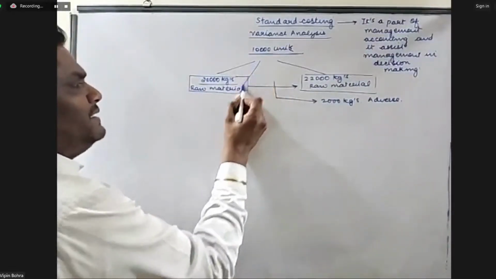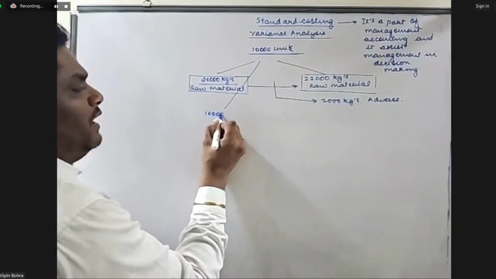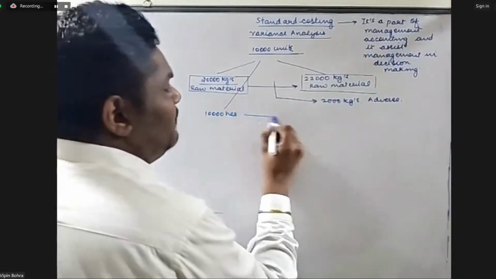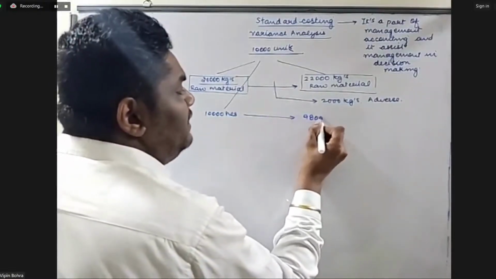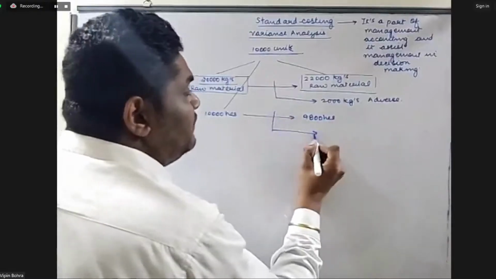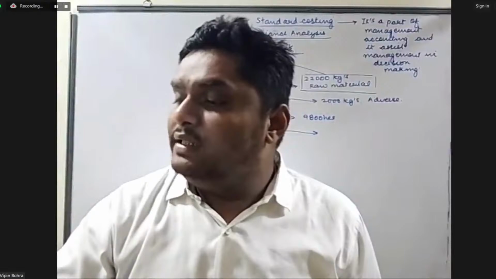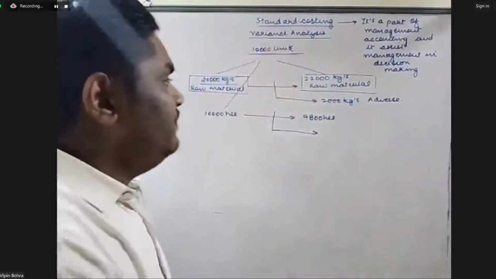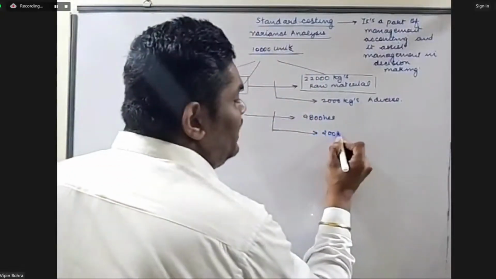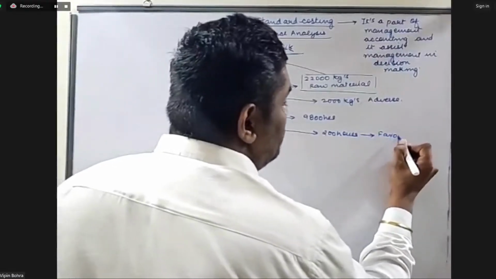Further, another example: let's say I thought that these 10,000 units will be manufactured using 10,000 hours. However, my workers worked efficiently and they finished these 10,000 units in 9,800 hours only. So these 200 hours are what? A good sign for the company, so we can call it favorable.